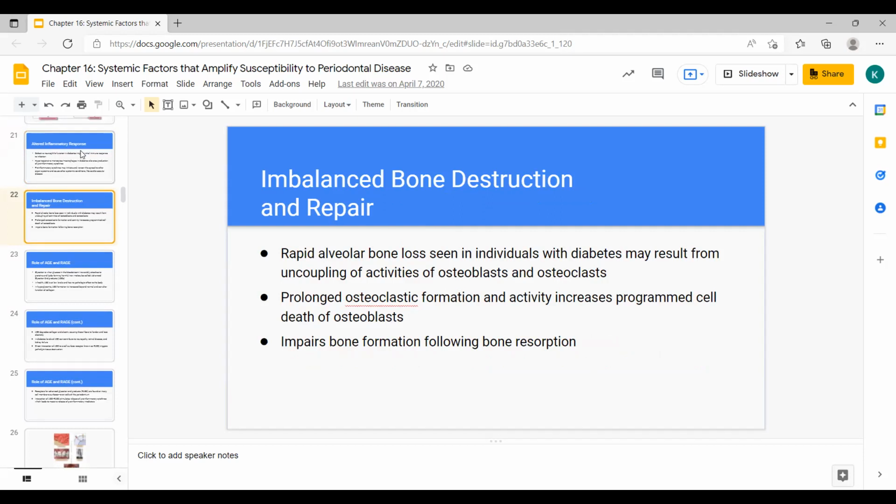Imbalanced bone destruction and repair. Rapid alveolar bone loss seen in individuals with diabetes may result from uncoupling of the activities of osteoblasts and osteoclasts. Prolonged osteoclastic formation and activity increases programmed cell death of osteoblasts, which are our bone laying down cells, and impairs bone formation following bone resorption. So we're getting too much resorption from the osteoclasts, and then it increases the cell death of osteoblasts, so they're not getting anything else laid down, okay?